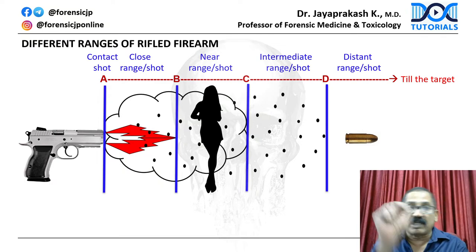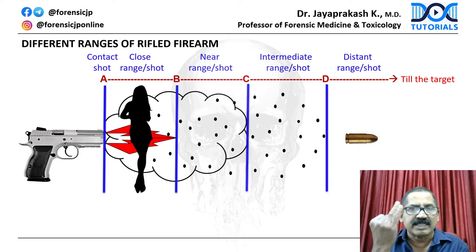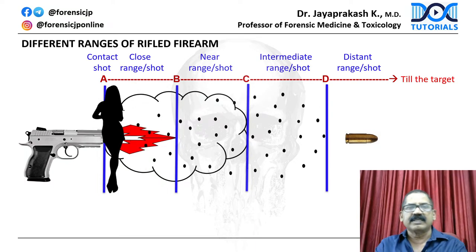Now, if the target is in close range or close shot, the wound of entry shows abrasion, grease collar, plus tattooing, plus blackening, plus burning of the skin, that is scorching of the skin, and singeing, that is burning of the hair. Near shot and contact shot I am going to explain later. Here, as I already told, I classify under three headings: tight contact, loose contact, angled contact, which I explain later.